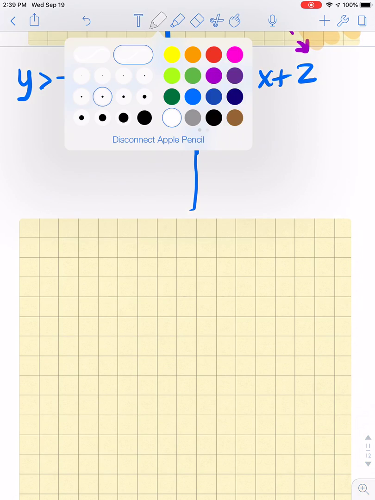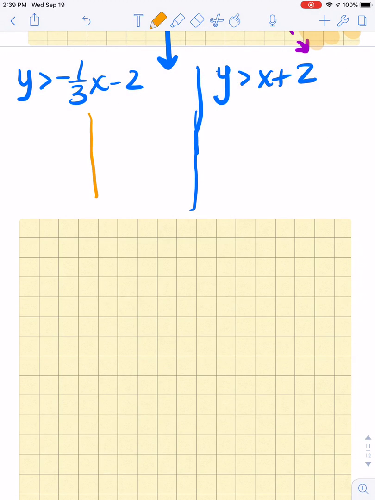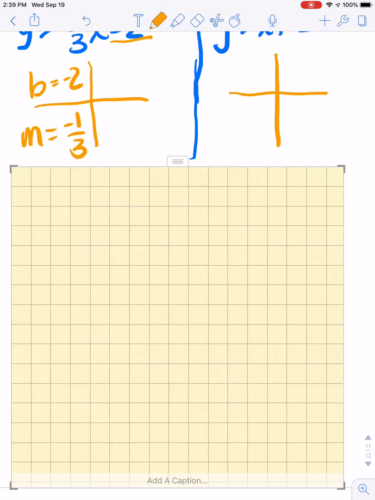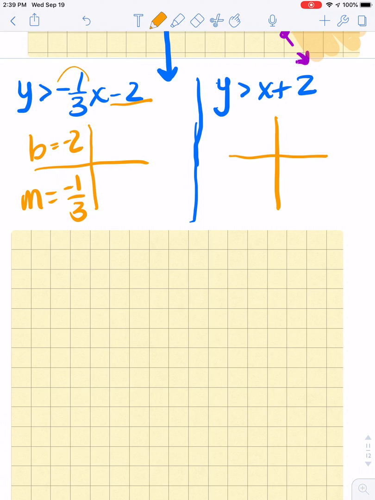Okay, so on this one, we're going to start out the same way. We're going to get our 4 pieces together. So on this one, the b value is -2 from this. And my slope is -1/3 from right there. Okay, if I have this, it's a dashed line. And if it's that, I'm going to shade above.